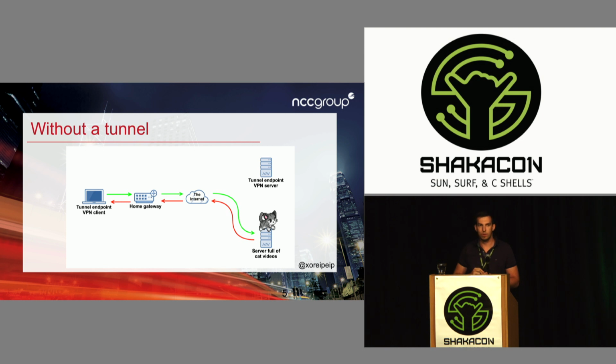For those who don't know tunnels or VPNs, this is a small figure about this. On the left-hand side, you have your computer, your laptop, which is connected to a router modem, which is connected to the internet, right? And you have two servers on the right-hand side. One on the top is a tunnel server, a VPN endpoint, and the other one is a server with cat videos. You really want to watch those cat videos, so what you do is connect to those servers, download the videos and watch them. How do you do that?